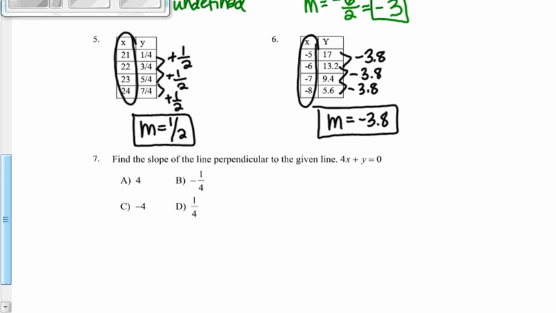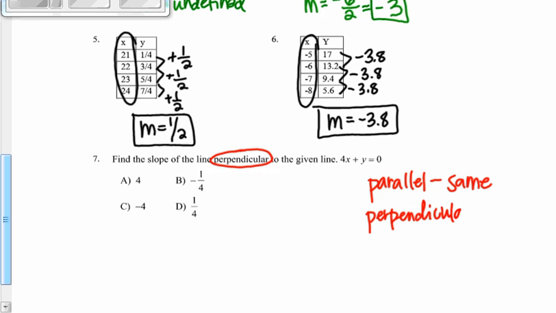Now, number 7, we didn't really talk about on your notes, but this is actually a really important topic when it comes to the ACT, which you may or may not be thinking about yet. But the ACT always asks about the slopes of parallel and perpendicular lines. So just as a side note, if you have parallel lines, that means the slopes are the same. Now that's not the case here, because if you read the problem, we're looking for the slope of the line perpendicular.